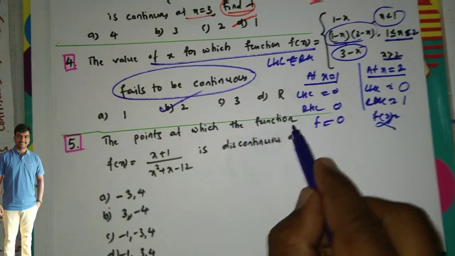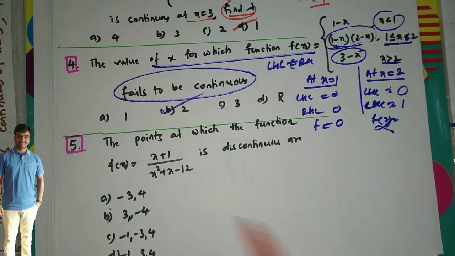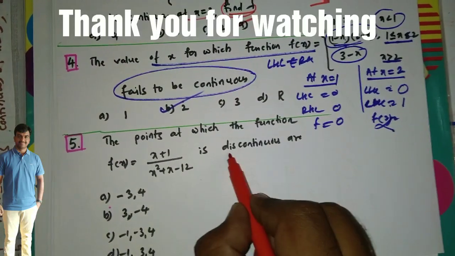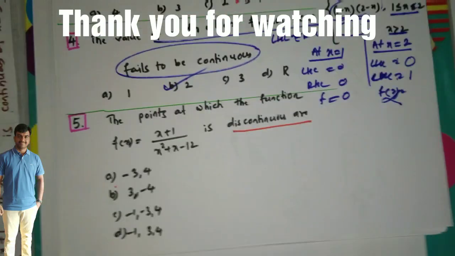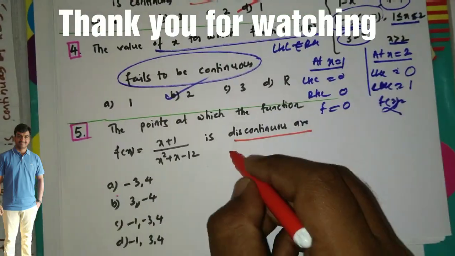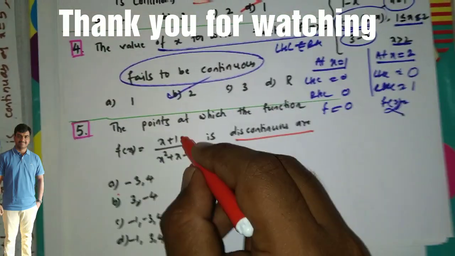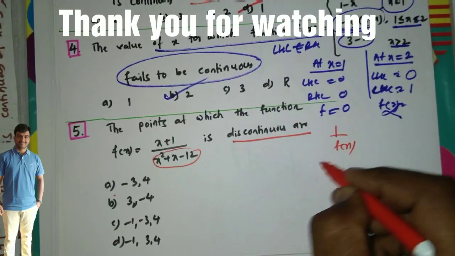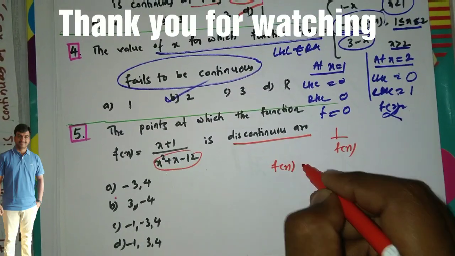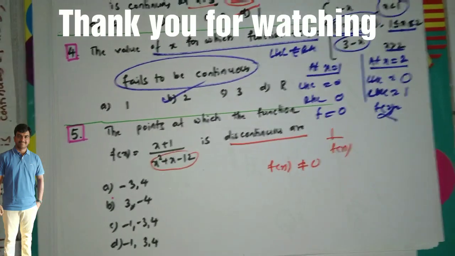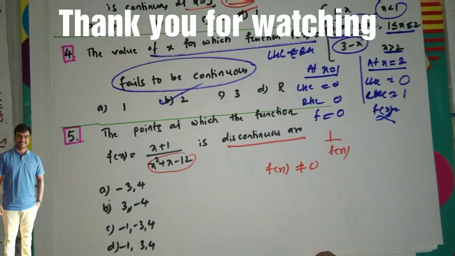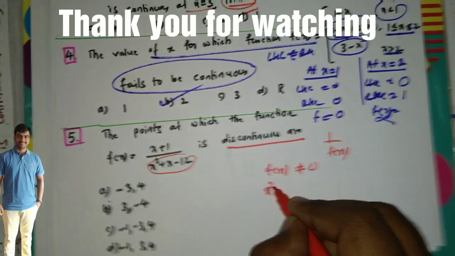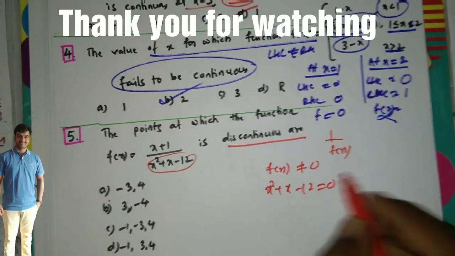Okay, question number 4, listen here. The points at which the function f of x equals 1 upon x square plus x minus 12 is discontinuous. It's like finding the domain of the function, same. So the function is of the kind what here? f of x is equal to, so here whenever the function is of the type 1 by f of x, what is the condition of domain here? f of x should not be equal to 0. So if it is equal to 0, it becomes what here? Not defined. Definitely you write here x square plus x minus 12 not equal to 0.